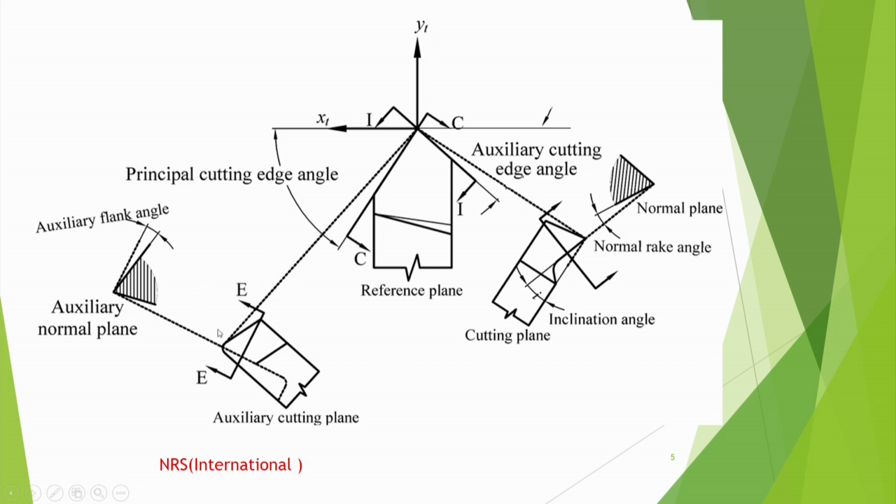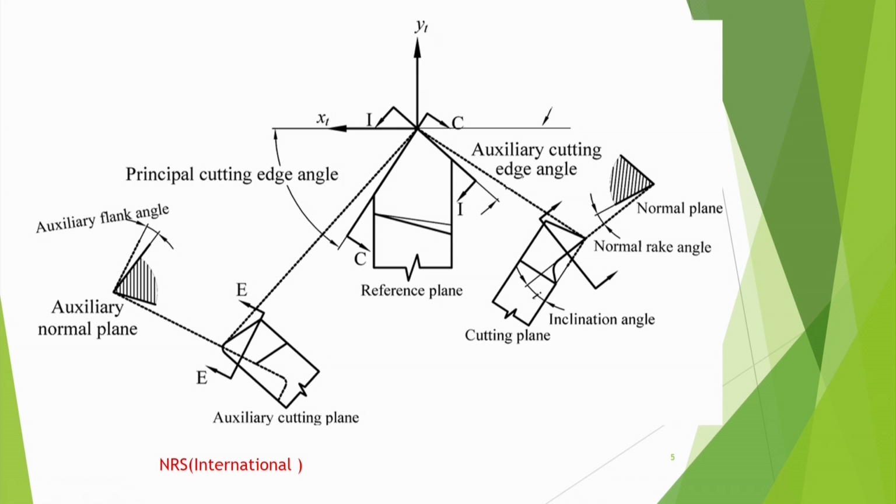And then you have the auxiliary cutting plane in the same way. Then we have got the auxiliary normal plane. Okay, so here in the auxiliary normal plane, you have the auxiliary flank angle. So this is the flank angle here. That's what you are able to see here in the auxiliary normal plane. So this is the NRS system, that is the international system.